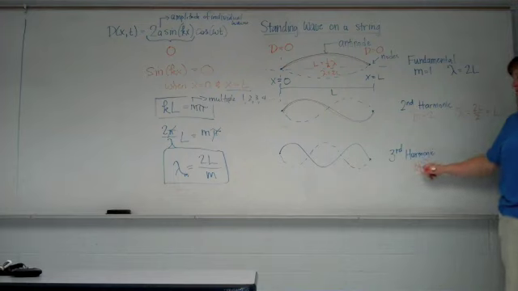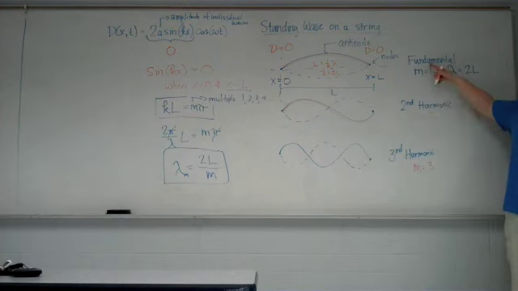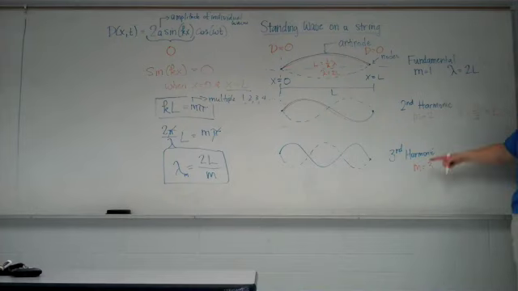This one, the next harmonic, is 3. So it turns out the m values relate to the harmonic numbers. The fundamental is sometimes called the first harmonic. So the m numbers correspond to the harmonic value. The wavelength, if we put 3 into our equation there, 2L over 3. Our wavelength will be 2L over 3.